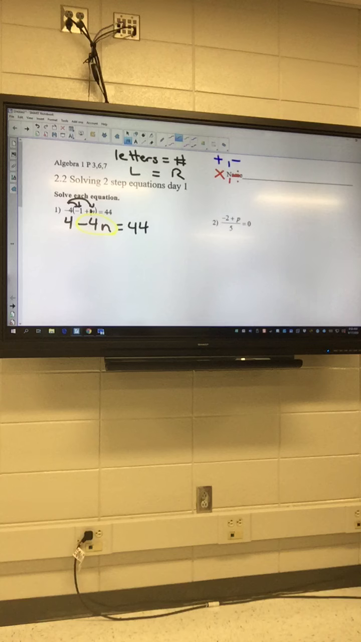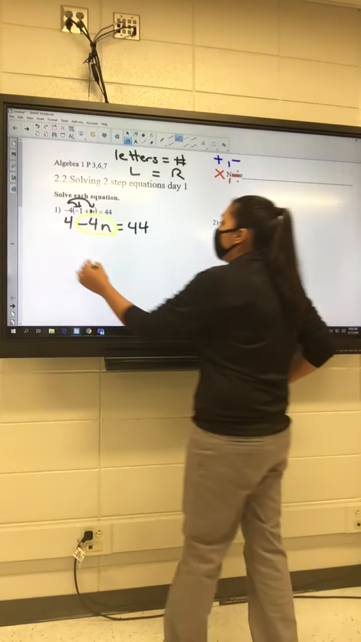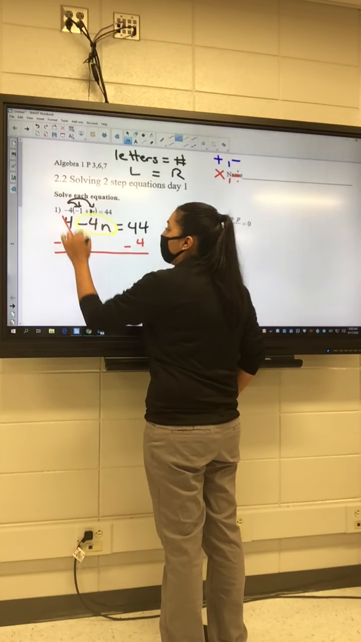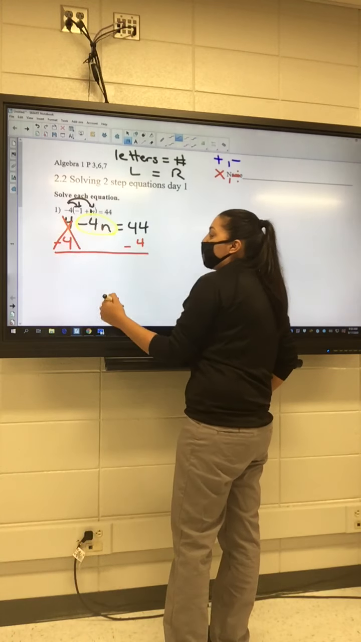Wait, don't you gotta get rid of the 4 first? Yeah, you do, but what do you gotta get rid of? What kind of sign is in front of the 4? It's addition, so who's his buddy? Subtraction, so we need to subtract 4 from both sides. We're trying to get the couple to have some alone time. So our 4's cancel.